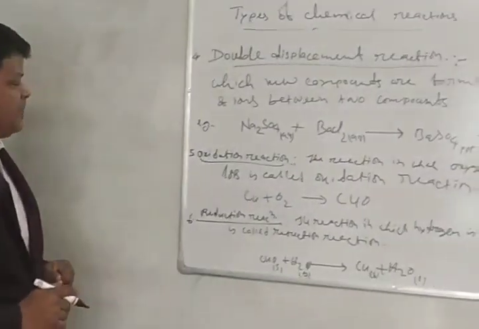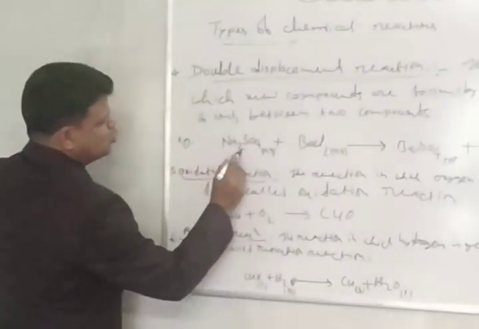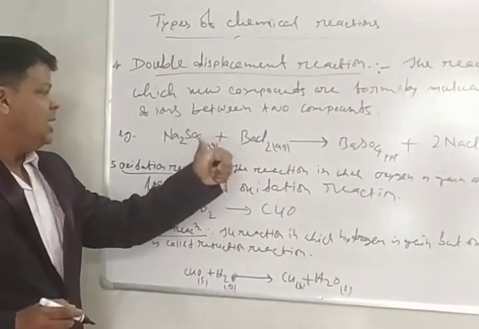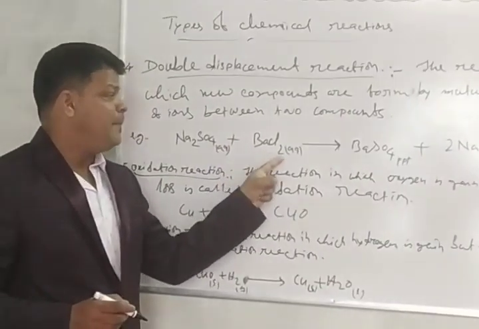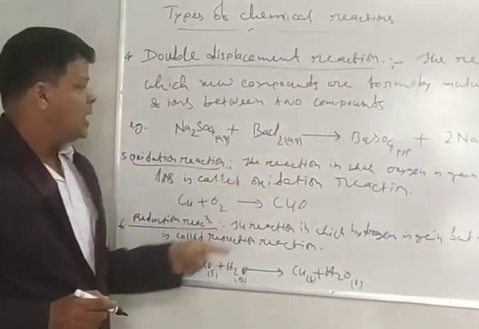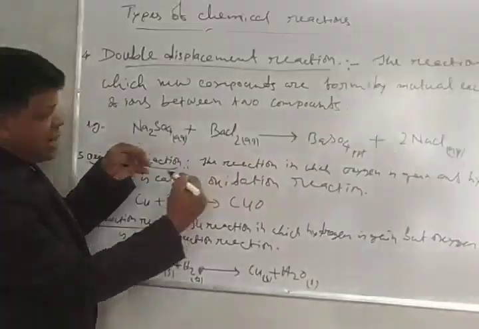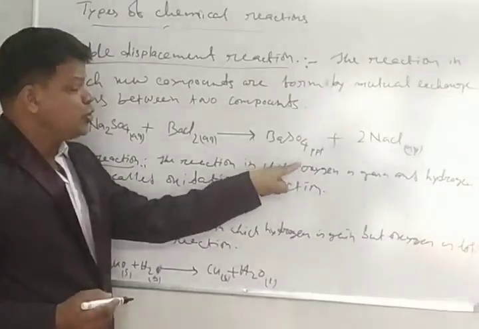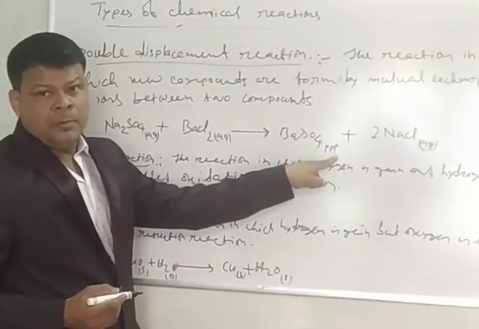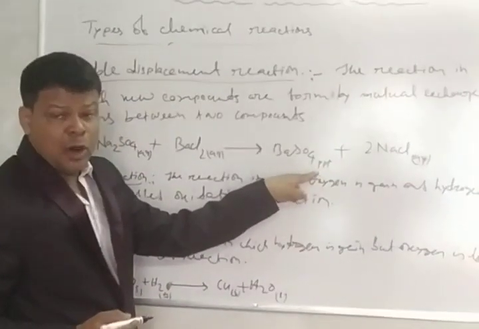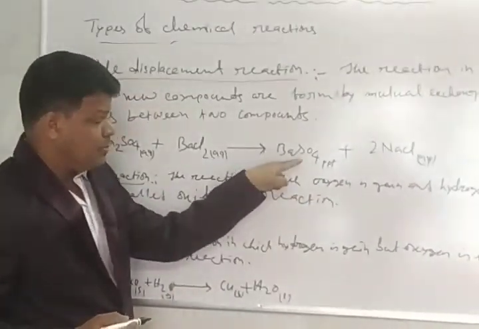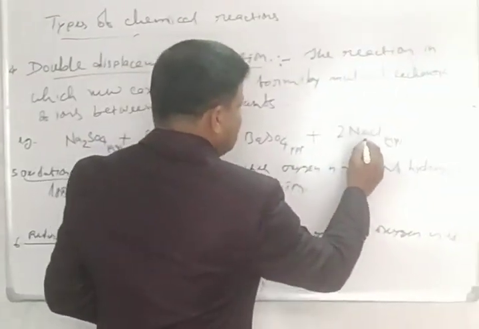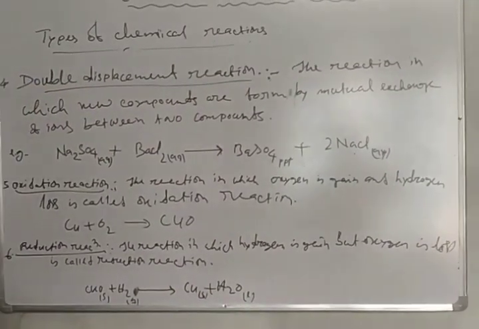For example, if you take the aqueous solution of sodium sulfate and allow it to react with aqueous solution of barium chloride, then what will happen? As a result, they will produce barium sulfate. It is a solid, also called precipitate, PPT. Precipitate of barium sulfate is produced, and at the same time, salt NaCl, sodium chloride, is also formed.